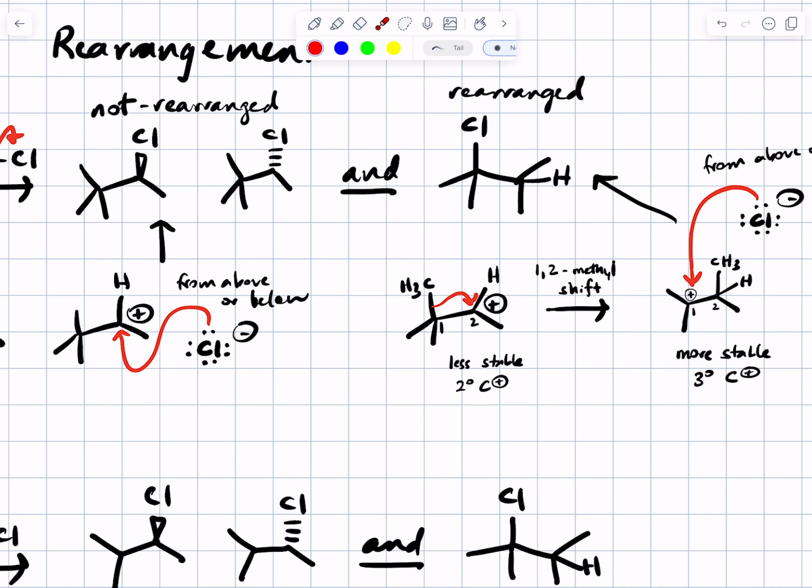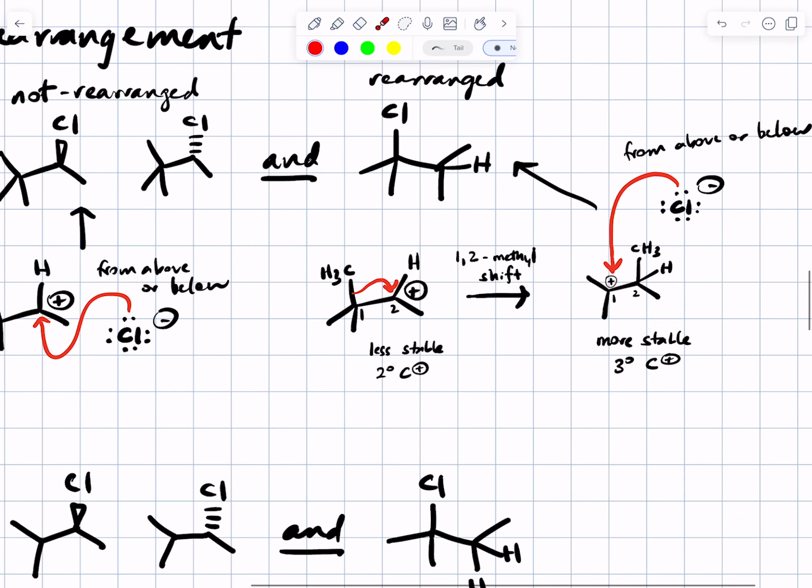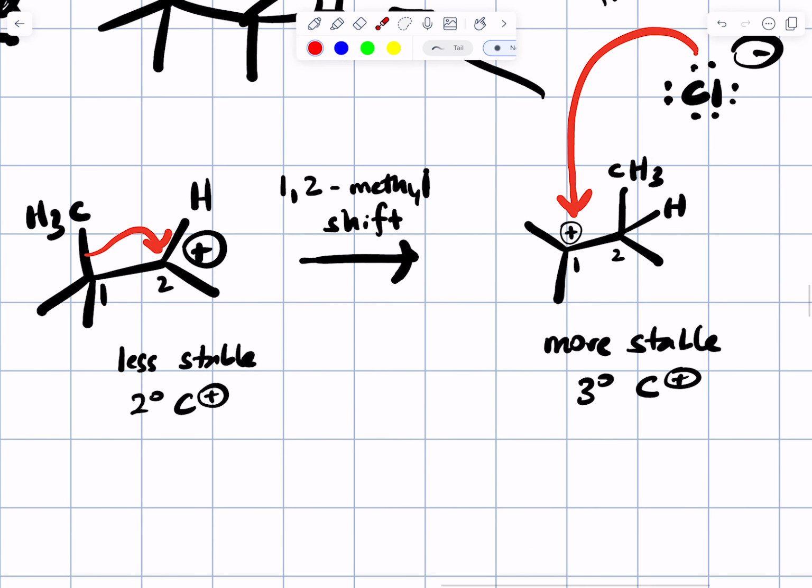Yeah? Could you explain why the one on the right is more stable than the one on the left? The one on the right is more stable than the one on the left because of hyperconjugation. We talked about this as I introduced carbocations in the SN1 reaction. Secondary carbocations are less stable than tertiary carbocations. Do you remember that? The reason for that is the more substituted a carbocation is, the more you have those adjacent CH bonds that can hyperconjugate into the empty p orbital. Okay, others?